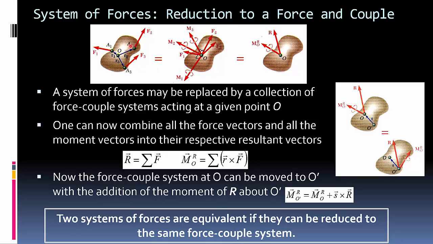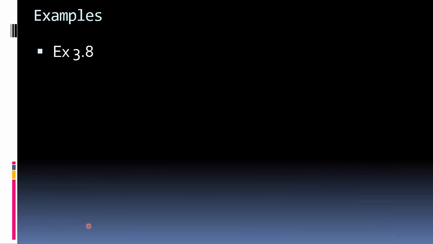If after you go through this step of moving them all to the same location and determining the resultant moment and the resultant force, they have the same force and moment, in other words, the same tendency to move left, right, up, down, and the same tendency to rotate, they are the same thing. They are called equivalent. And let's do an example of that. This is example 3.8.